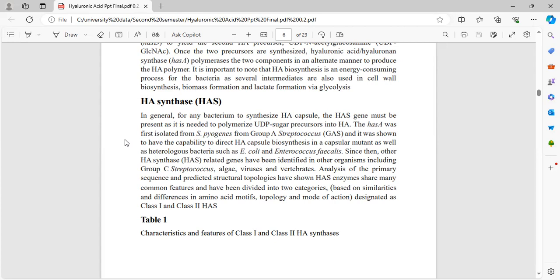Analysis of the primary sequence and predicted structural topologies has shown that hyaluronic acid synthase enzymes share many common features and have been divided into two categories based on similarities and differences in amino acid topology and mode of action, designated as class 1 and class 2 hyaluronic acid synthases.